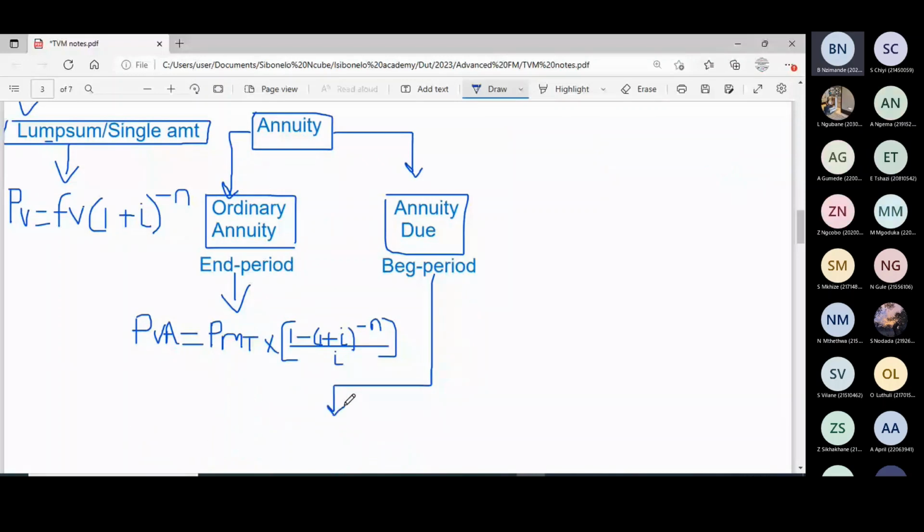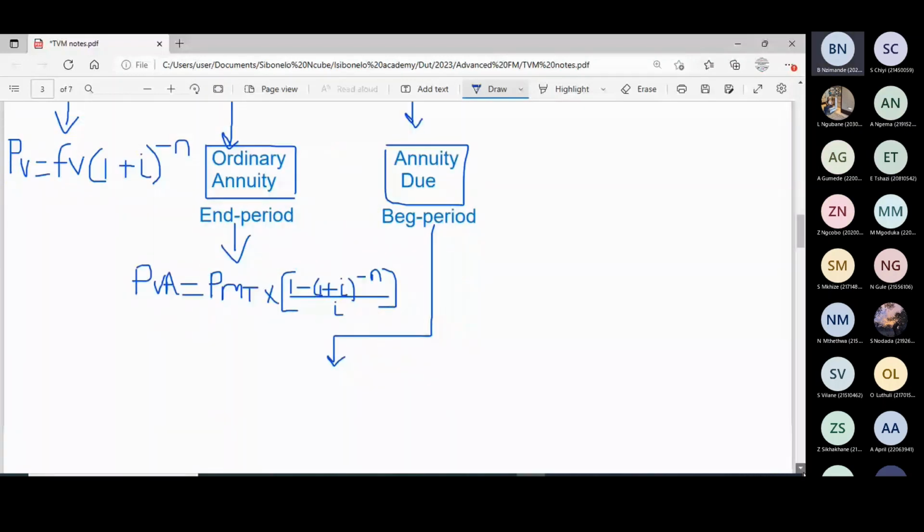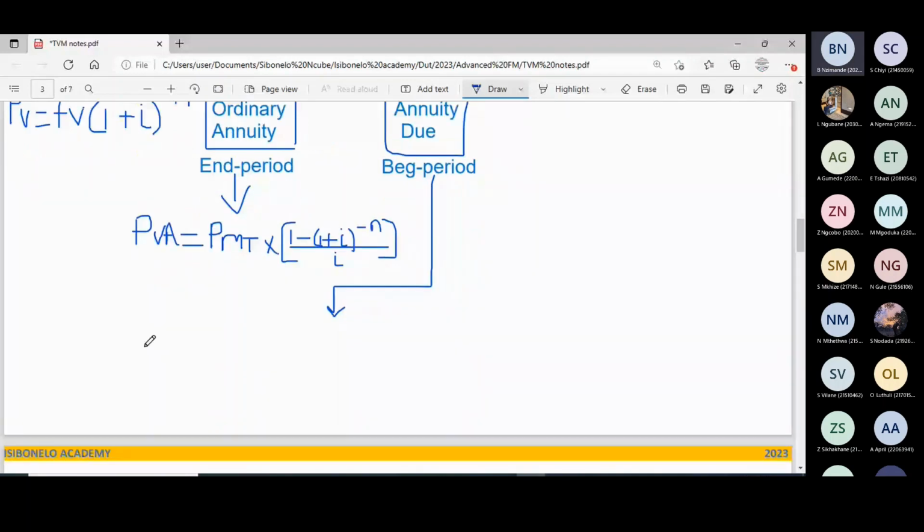And now, if we are dealing with an annuity due case, which formula do we use in that case? If we are dealing with an annuity due case, the formula that we're going to use is PVA.